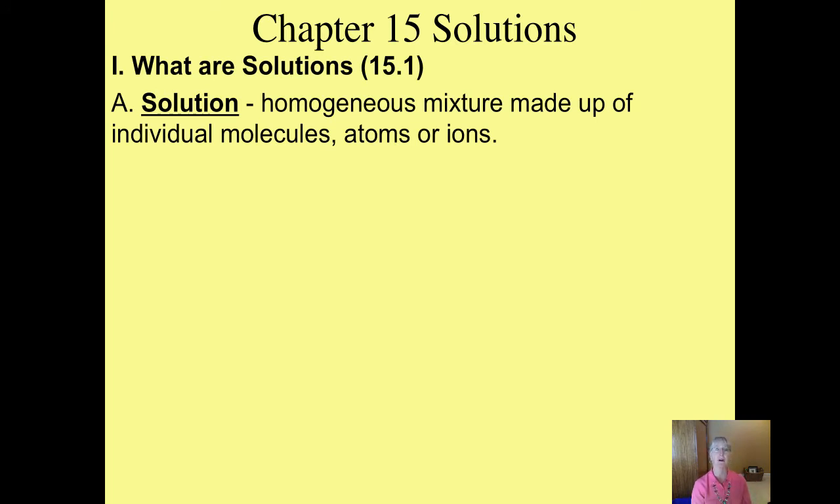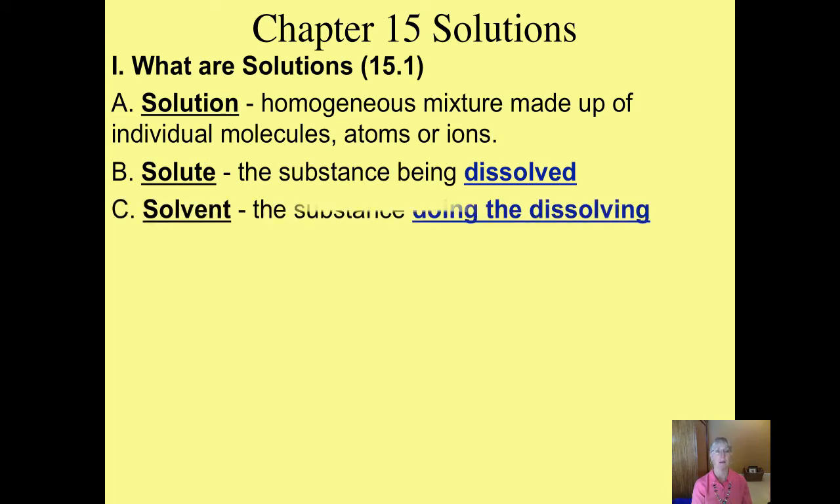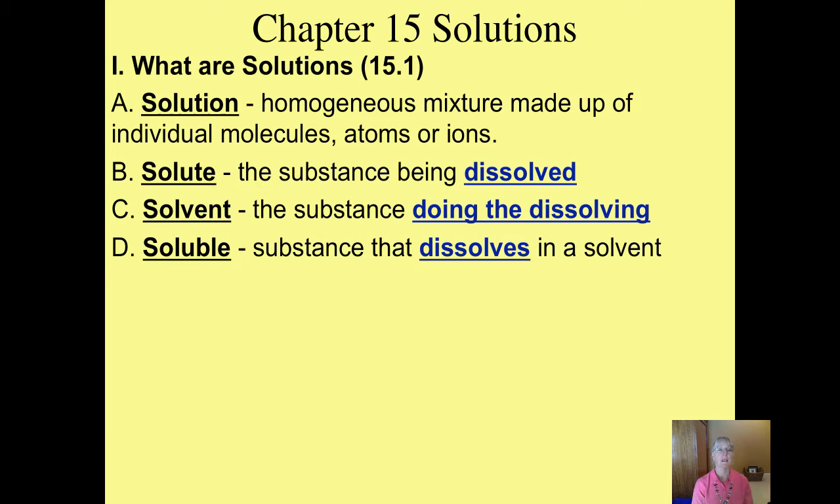A solution is a homogeneous mixture made up of individual molecules, atoms, or ions. Remember, homogeneous means uniform throughout. The substance being dissolved is called the solute. The substance that's doing the dissolving is called the solvent. We can say that a substance is soluble if it does dissolve in a particular solvent.